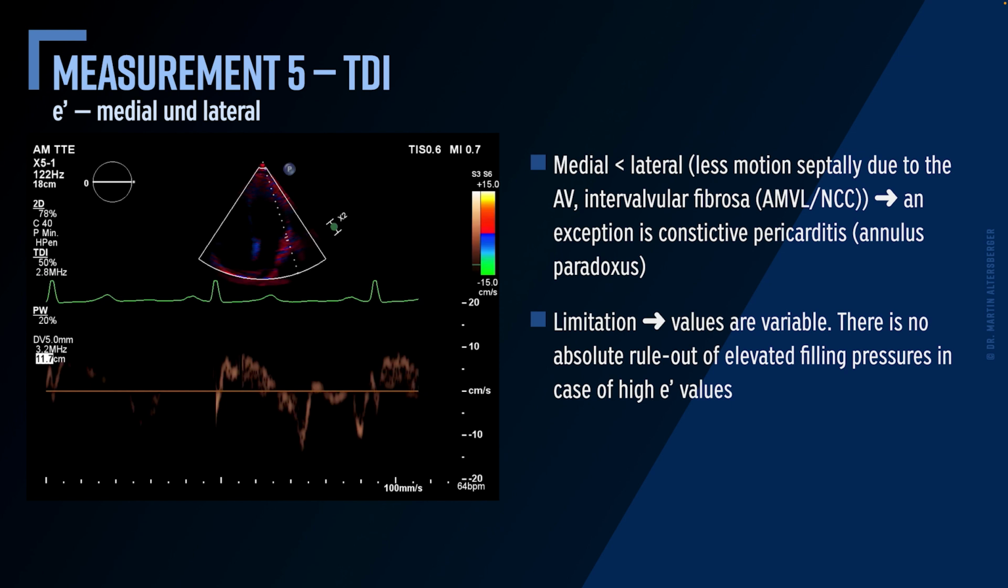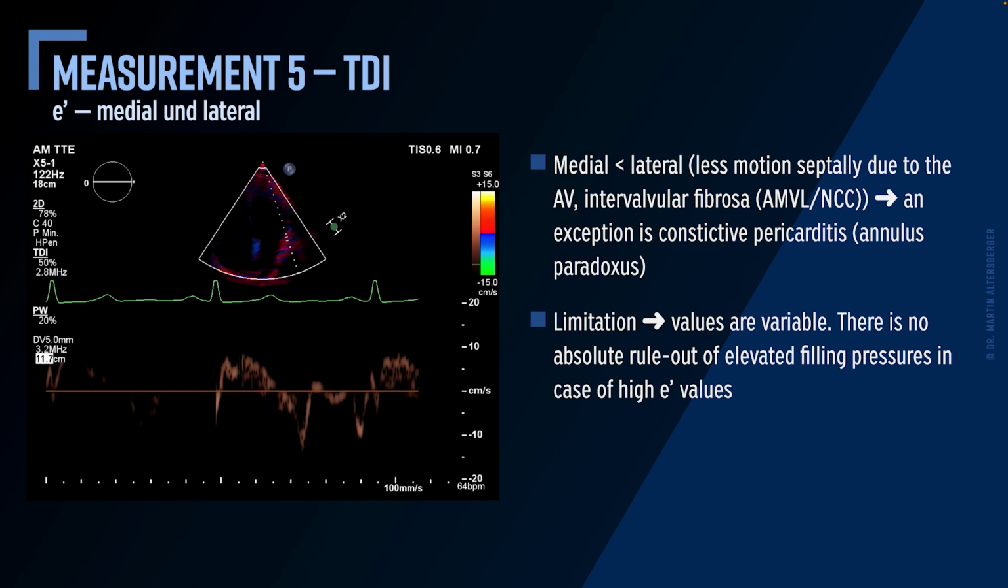So in constrictive pericarditis, when you have really a calcification of the lateral wall of the left heart as well, you have the so-called annulus paradoxus. Then the septal TDI measurement of E prime is higher than the lateral one. But that is, as far as I know, the only exception.